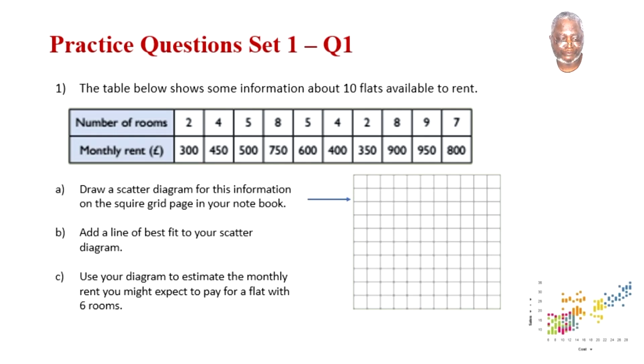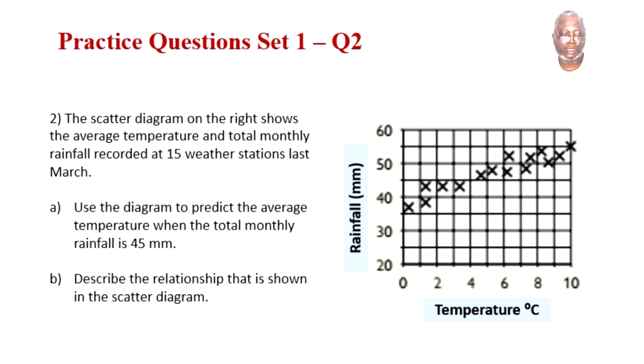B. Add a line of best fit to your scattergram. And then C. Use your diagram to estimate the monthly rent you might expect to pay for a flat with 6 rooms. Question 2. The scatter diagram on the right shows the average temperature and total monthly rainfall recorded at 15 weather stations last March. A. Use the diagram to predict the average temperature when the total monthly rainfall is 45 millimetres. And B, describe the relationship that is shown in the scatter diagram.